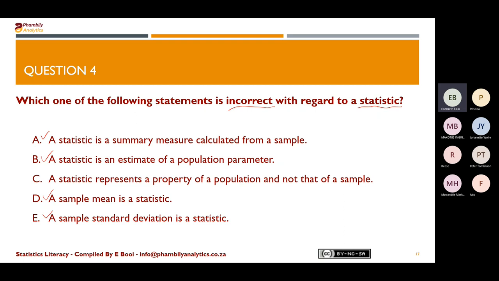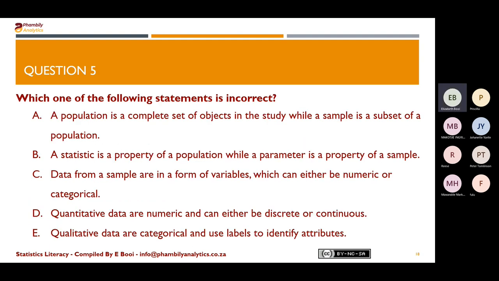A measure that comes from the sample, for example, if we calculate the mean from the sample, it's called the sample mean. It's a statistic. Sample standard deviation is a statistic because it's also a measure calculated from the sample. So the only statement that is not correct is C, which says a statistic represents a property of a population. We know that a statistic comes from a sample. We are halfway through all the questions.